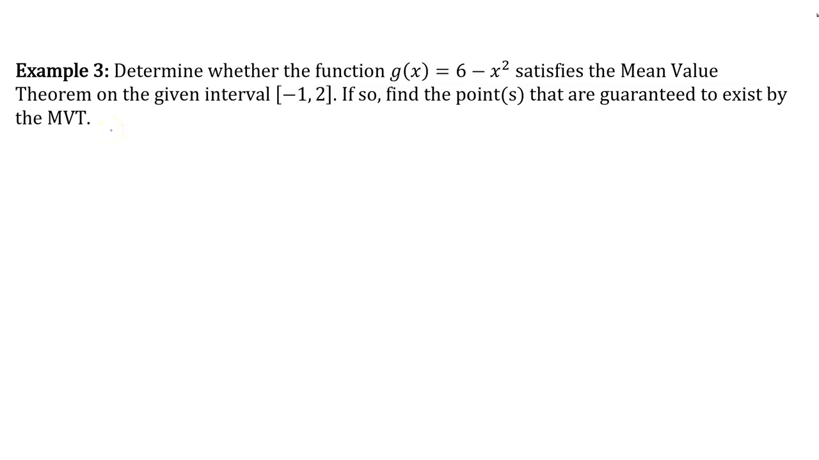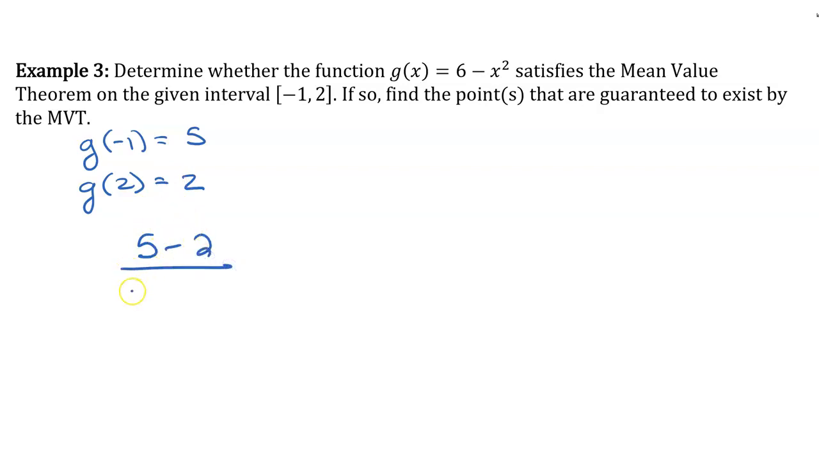Okay, so we need to know g of -1 and g of 2. This time they don't give it to us, so we find it out ourselves, otherwise known as, do it in your head or do it in your calculator. g of negative 1 is 5, and g of 2 is 2. Okay, so if we put this into our mean value theorem, 5 minus 2 over negative 1 minus 2, so that's 3 over negative 3, so that's negative 1.